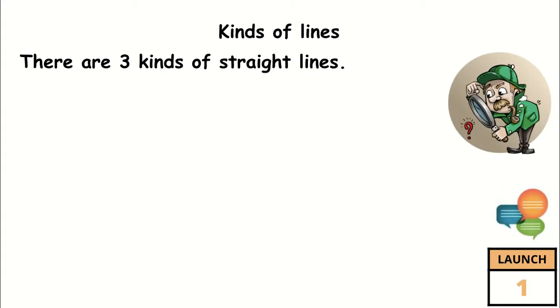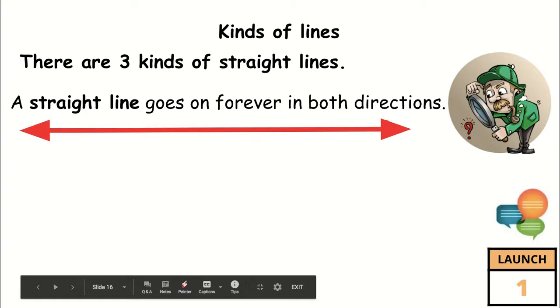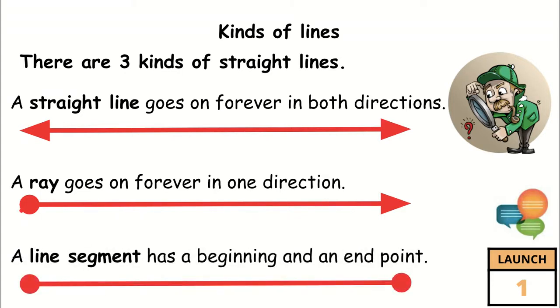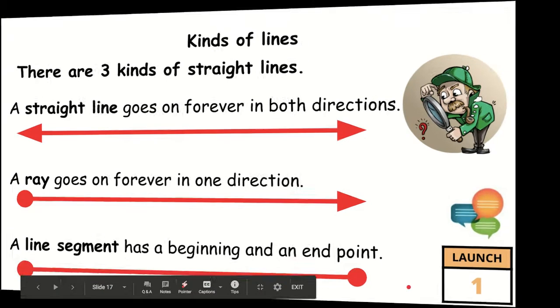So let's think about the sides for a moment. And to do that, we need to think about types of lines. There are three types. A straight line goes on forever in both directions, and we represent that with arrows on both sides. A ray goes on in one direction, and we represent that with an arrow on one side and a beginning point here. A line segment has a beginning and an end point.